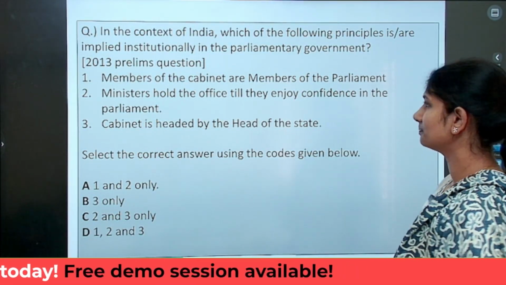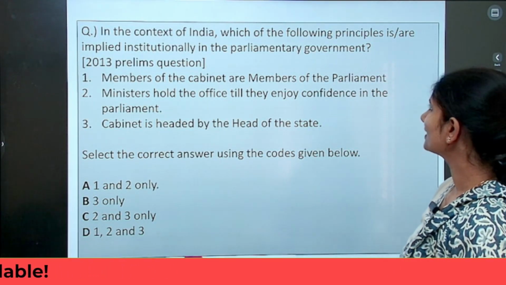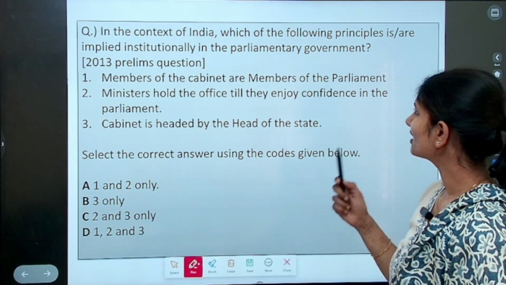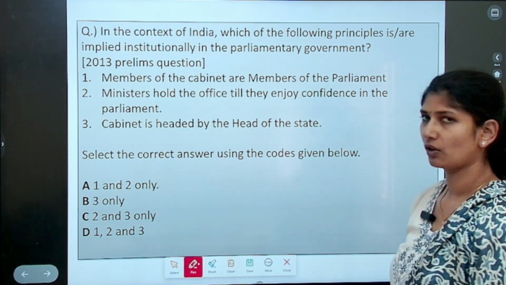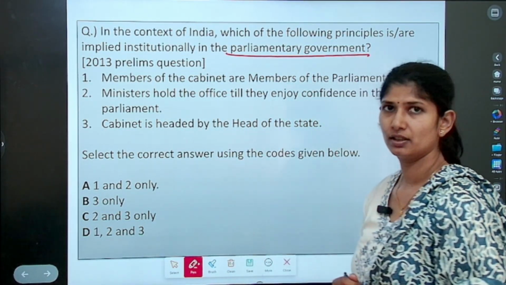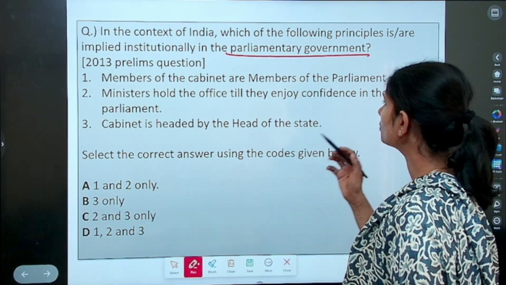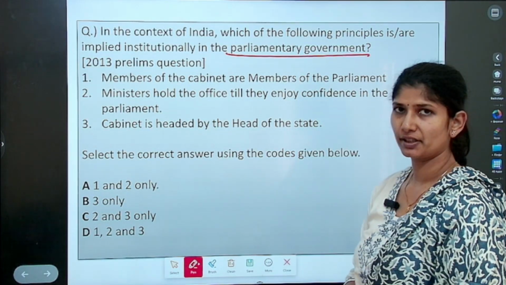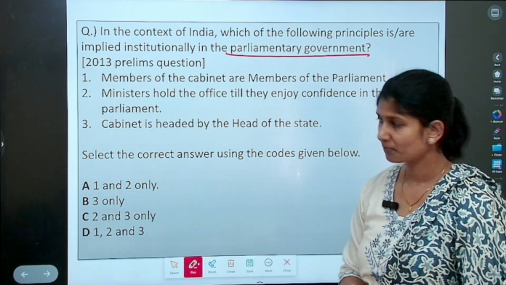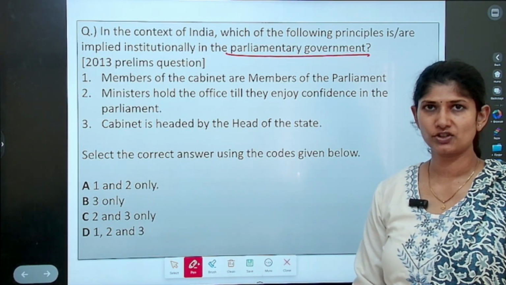The first question was a 2013 prelims question. In the context of India, which of the following principles are implied institutionally in the parliamentary government? So here the keyword is parliamentary government. First I'll read out the options, then we will deal with the answers. One, members of the cabinet are members of the parliament. Two, ministers hold the office till they enjoy the confidence in the parliament. Three, cabinet is headed by the head of state. So these are the statements, right?